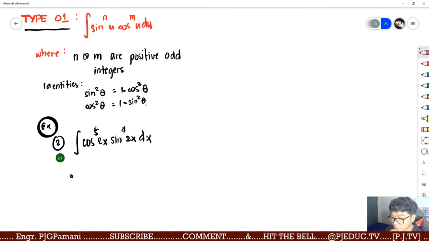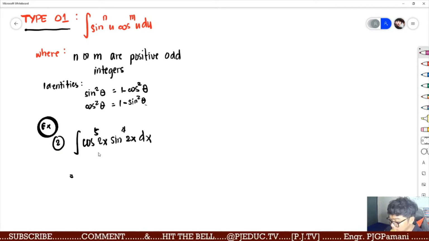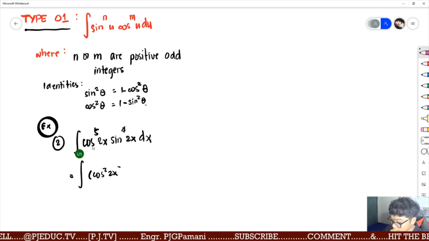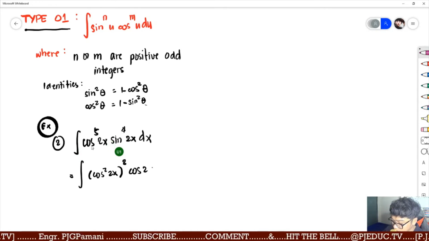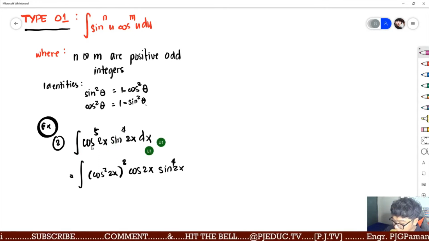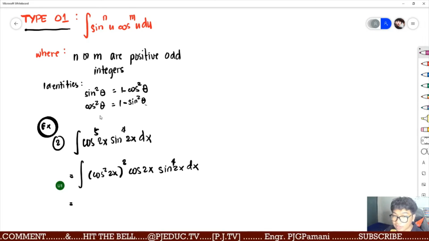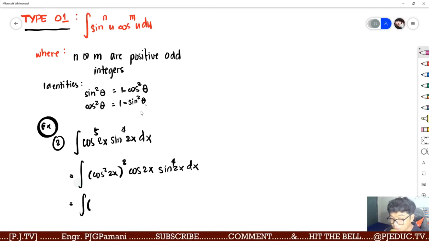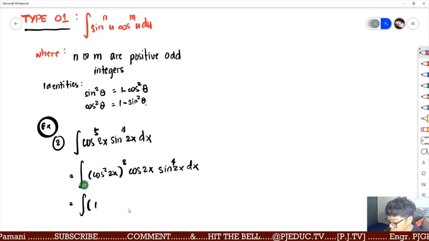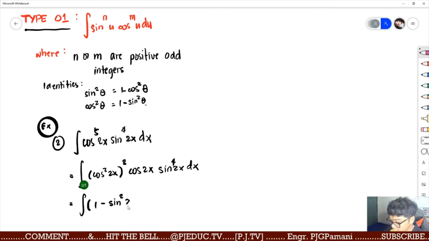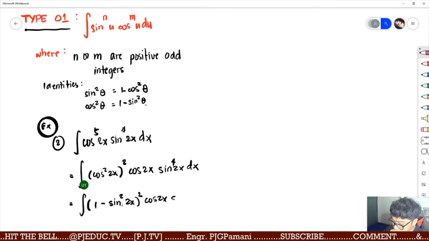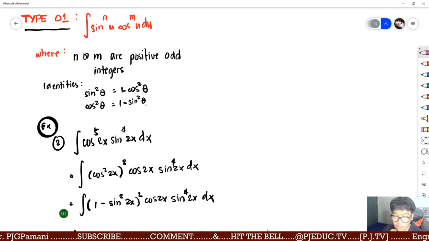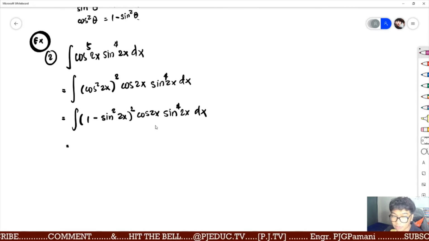So what can we transform there? Let's start with cosine 5. We can also express cosine raised to the 5th power as cosine squared 2x raised to 2 times cosine 2x times sine 2x raised to the 4th power dx, such that we know from identities that cosine squared x is simply equal to 1 minus sine squared x. Similar with this one, that is 1 minus sine squared 2x, squared, times cosine 2x times sine raised to the 4th 2x dx. We cannot further solve this part of the problem as it is.